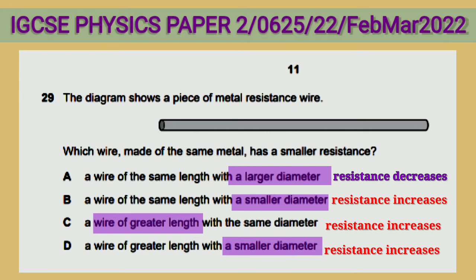In the question we are asked which wire made of the same metal has smaller resistance. So correct answer here is option A. A wire of same length with larger diameter will have smaller resistance.